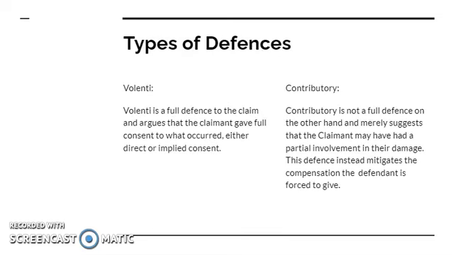I should also be looking at defences. There are two: volenti and contributory negligence. Volenti is a full defence to the claim and argues that the claimant gave full consent to what occurred, either direct or implied consent. Contributory negligence is not a full defence, on the other hand, and merely suggests that the claimant may have had a partial involvement in the damage. This defence instead mitigates the compensation the defendant is forced to give.